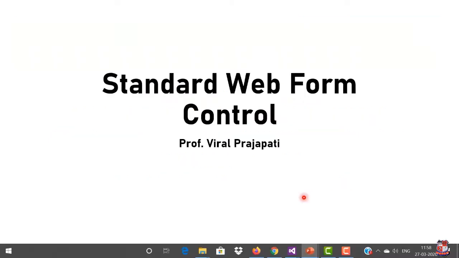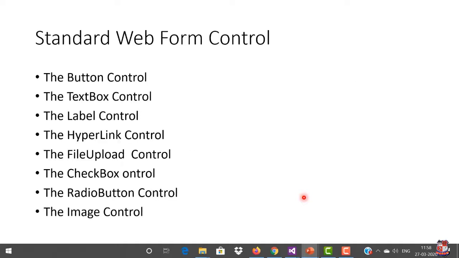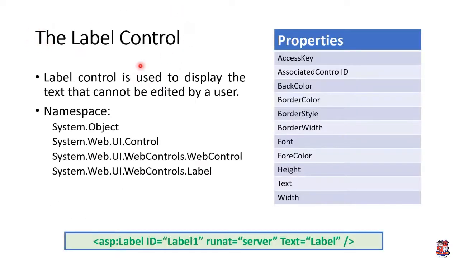Hello everyone. We had discussed few standard web form controls in our last lecture, like button control and text box control. In today's lecture, we are going to see 3 more standard web controls, and that is label control, hyperlink control and file upload control. Our next control is label control. Label control is used to display the text that cannot be edited by user.